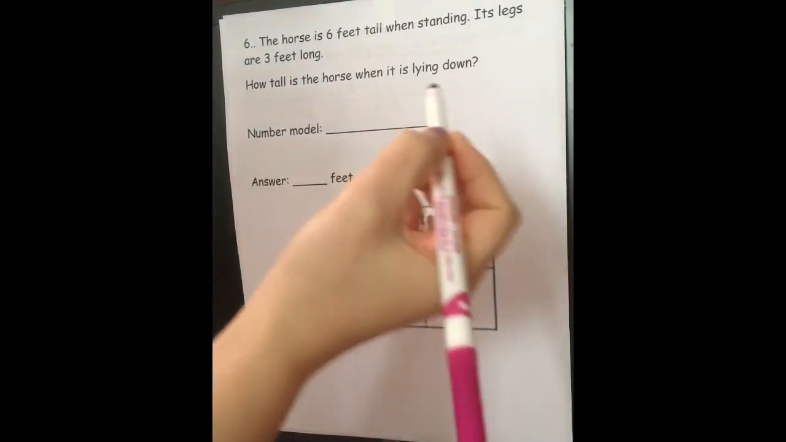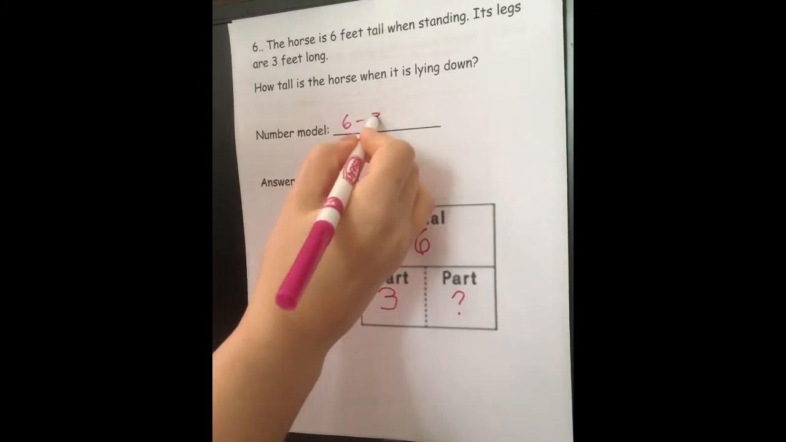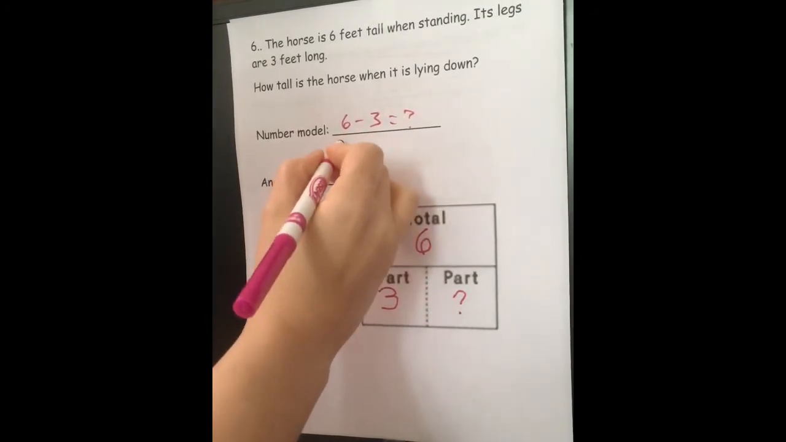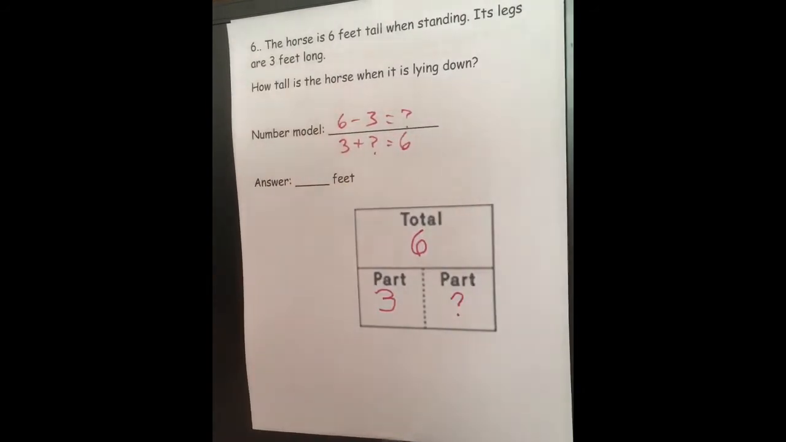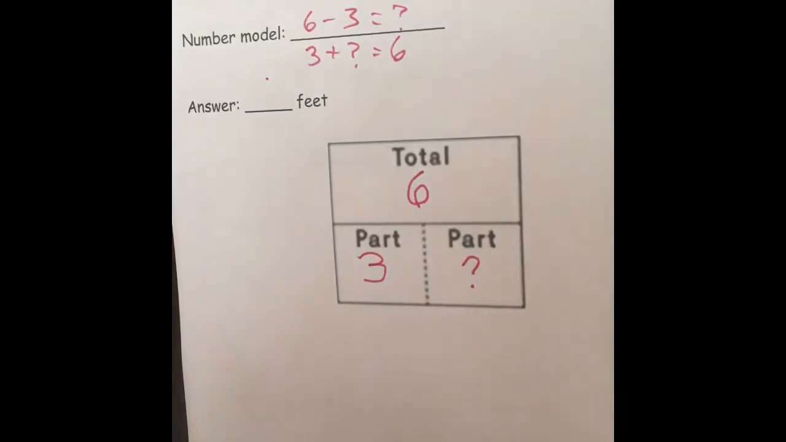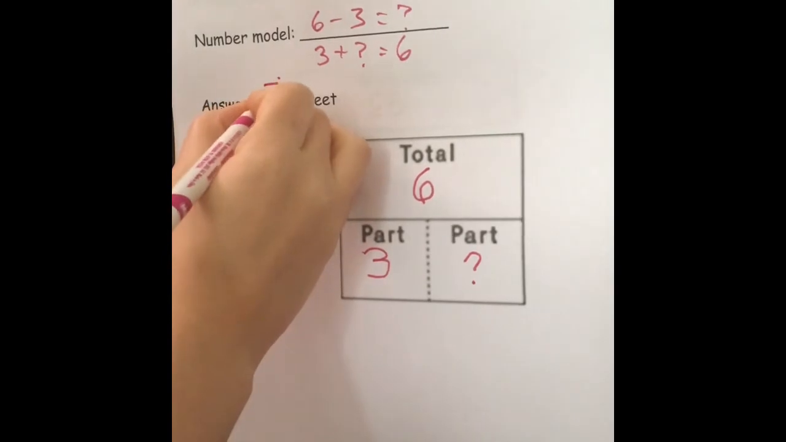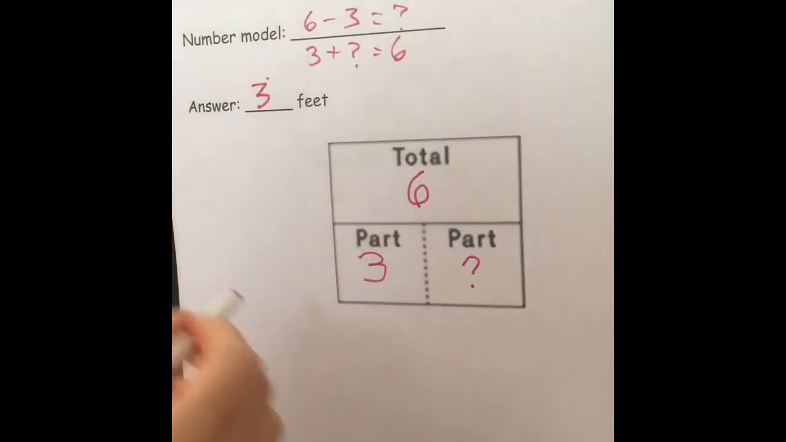So our number model would be 6 minus 3 equals question mark, or 3 plus question mark equals 6. The answer would be 3. 3 feet tall when it is lying down.